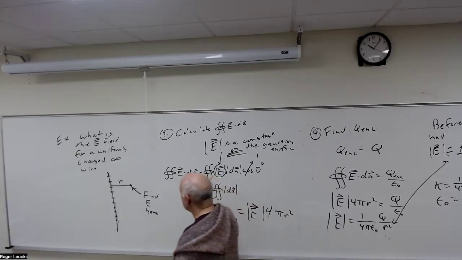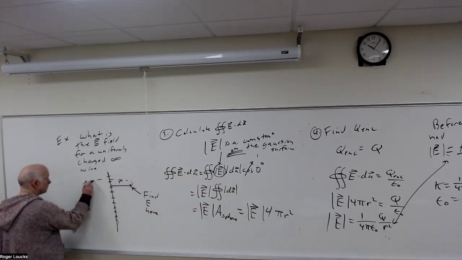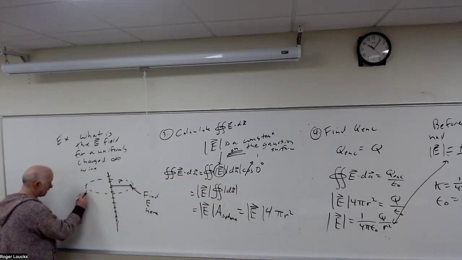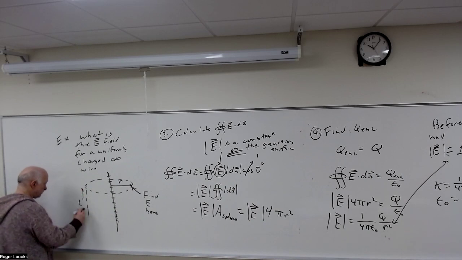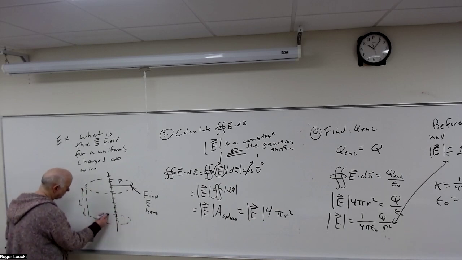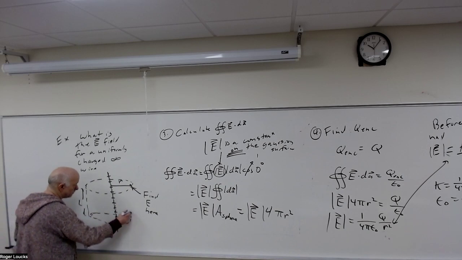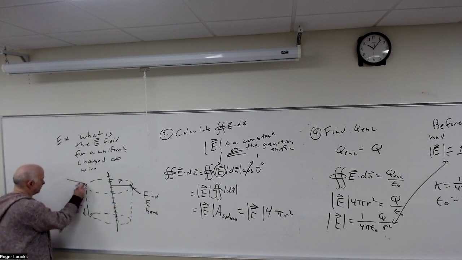So I'm going to draw a little cylinder here like this. This is going to have some length L. It has to be a finite surface like this. So here's my Gaussian surface.